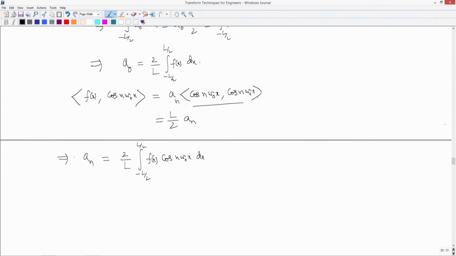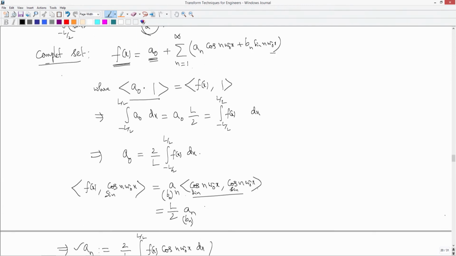These are exactly your Fourier coefficients a n. Similarly, if you consider the dot product with sines, instead of a n's you get b n's, and instead of cosines you write sines, and what you end up with is L by 2 b n. So you get b n as 2 by L integral from minus L by 2 to L by 2 of f(x) sin(n omega naught x) dx. So these are exactly your Fourier coefficients.